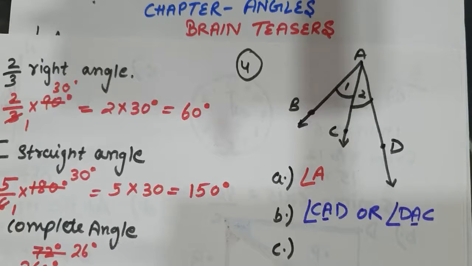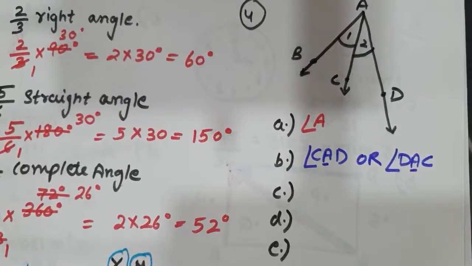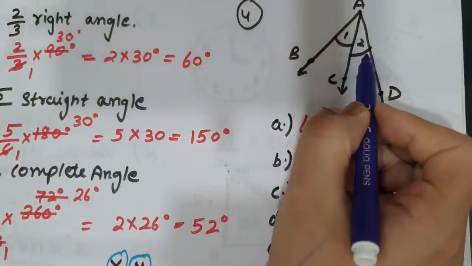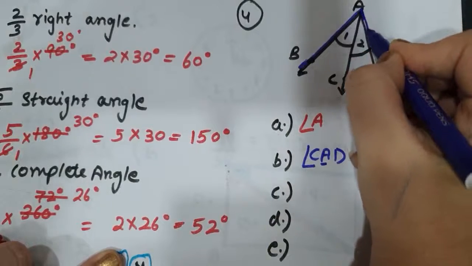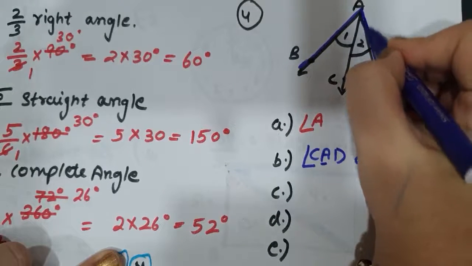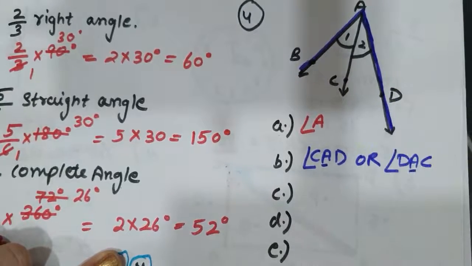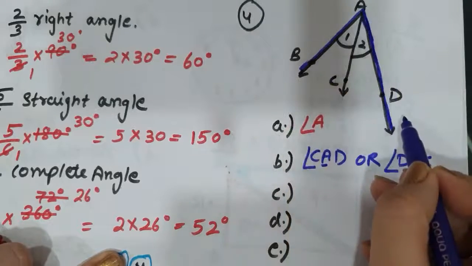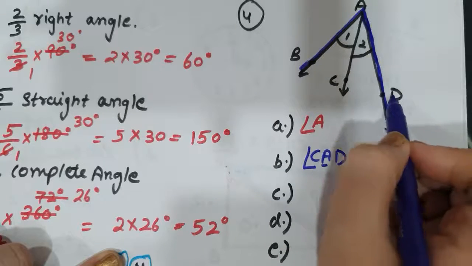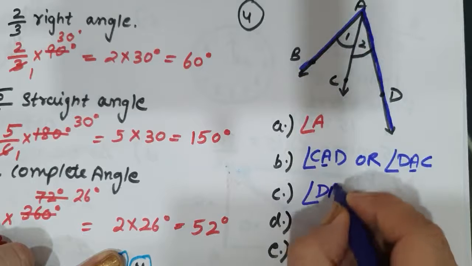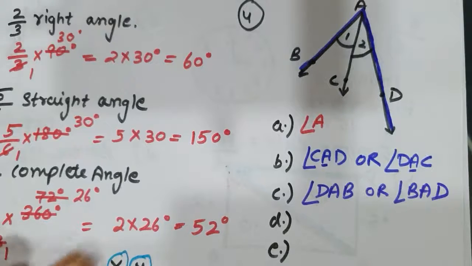Same way, moving on to the third part. Third part says another name for angle 1 plus angle 2. So after adding 1 and 2, which angle will we get? This complete angle. I've highlighted it as purple now. I hope you can see this clearly. So what will be the name of this complete angle? BAD, and you can start from D. DAB. Angle DAB or angle BAD. You can give either of the names.